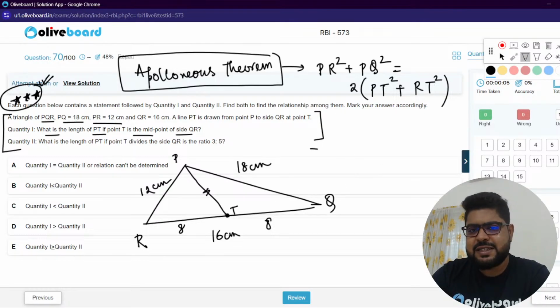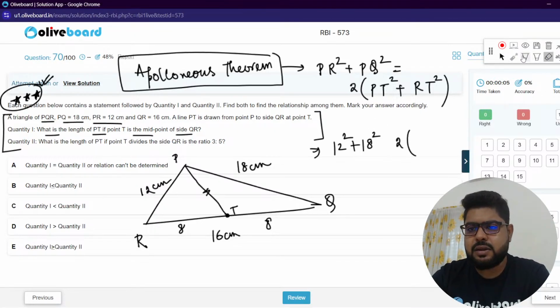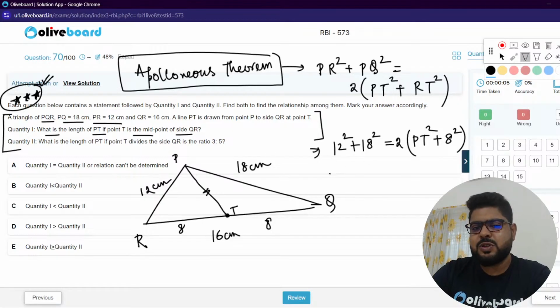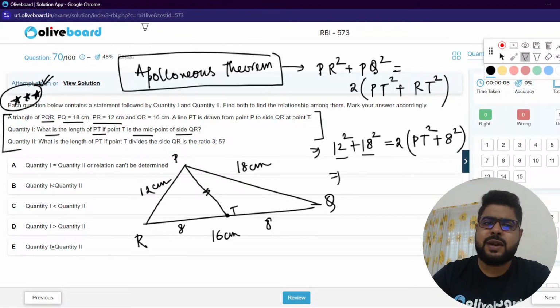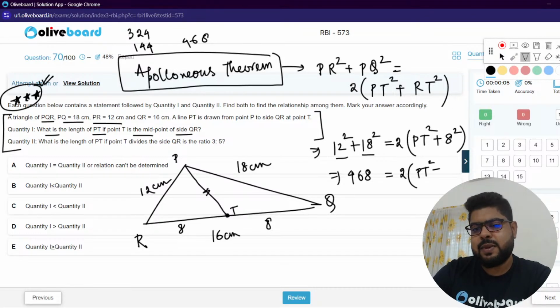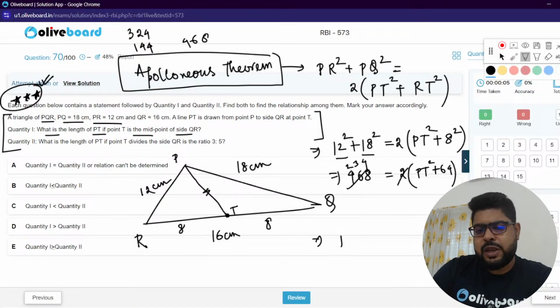So if I use this, PR square is given 12 square plus 18 square is equal to 2 into PT square, which I don't know, plus RT square, which is 8 square. So just calculate. 144 and 324 gives 468, equal to 2 into PT square plus 64. 2 cancel, 234. So PT square will become 170.